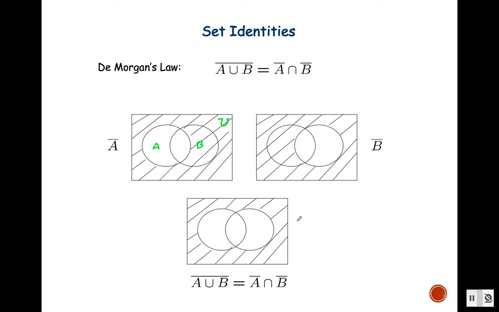Now let's try to find out. A union B is the white one, and if we consider the shaded area, that means the complement of A union B. So A union B means this white region. Okay, this one is our A union B, and all the shaded area is our complement of A union B. Okay, all right.